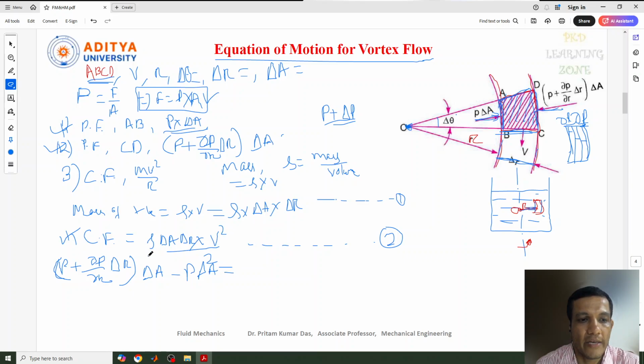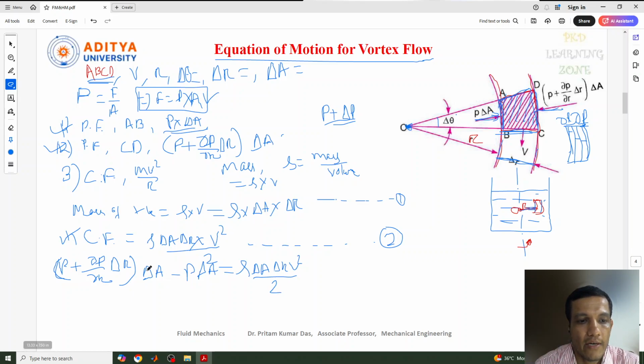These are the pressure forces, equal to the centrifugal force. So for the centrifugal force, what do we get here? We get rho delta A delta R into V square by 2.